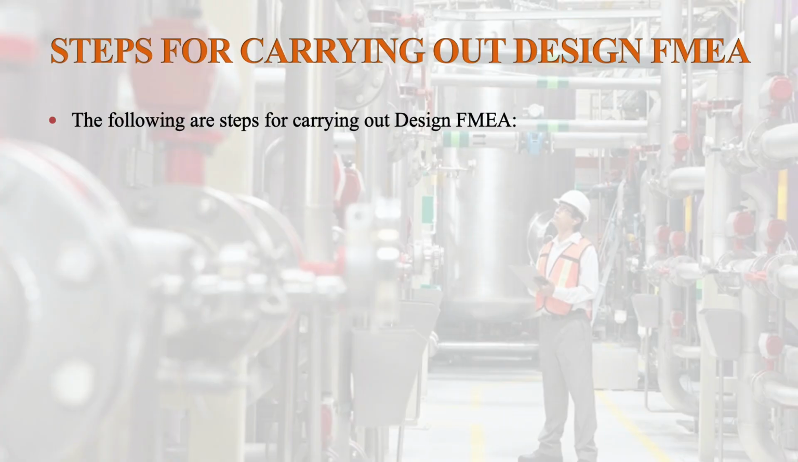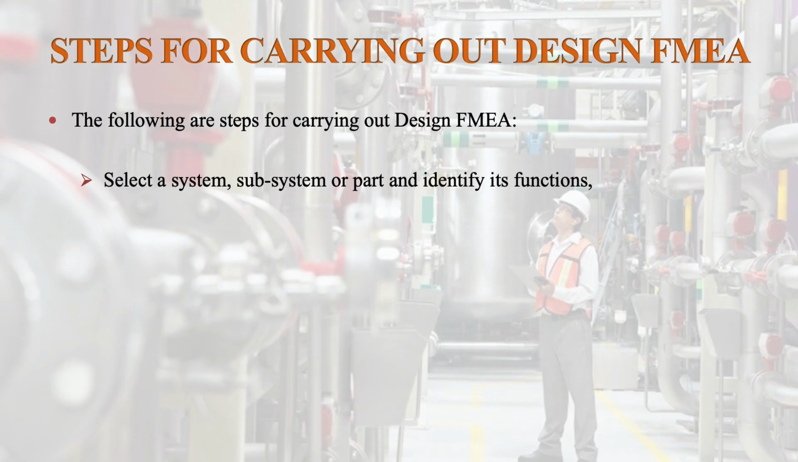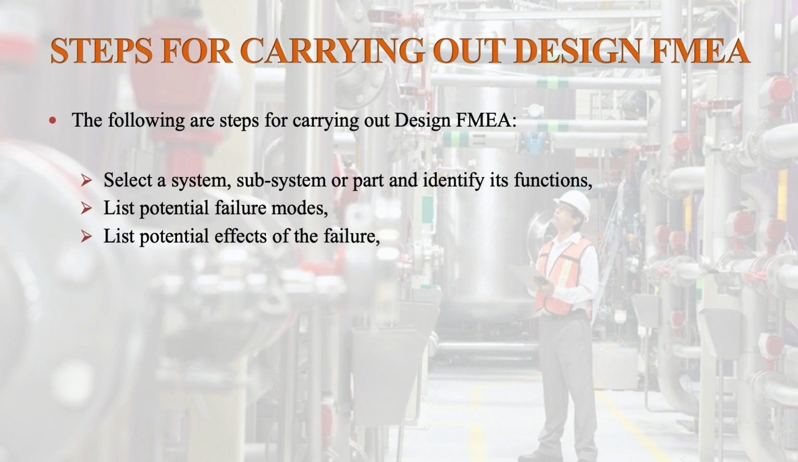Steps for carrying out design FMEA. The following are steps for carrying out design FMEA. Select a system, subsystem or part and identify its functions. List potential failure modes. List potential effects of the failure. Estimate the severity numbers.